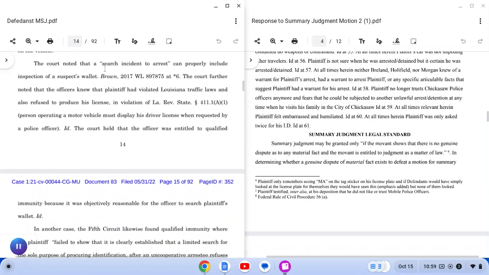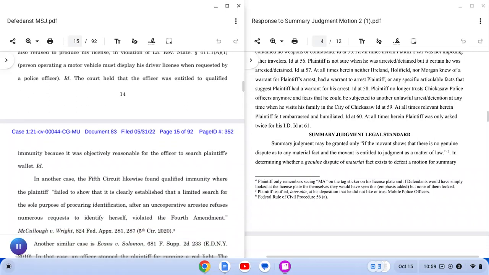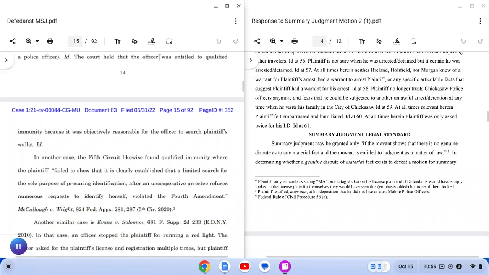The court noted that a search incident to arrest can properly include inspection of a suspect's wallet. The court further noted that the officers knew that plaintiff had violated Louisiana traffic laws and also refused to produce his license in violation of blah, blah, blah statute. A person operating a motor vehicle must display his driver's license when requested by a police officer. The court held that the officer was entitled to qualified immunity because it was objectively reasonable for the officers to search plaintiff's wallet. I agree with that.